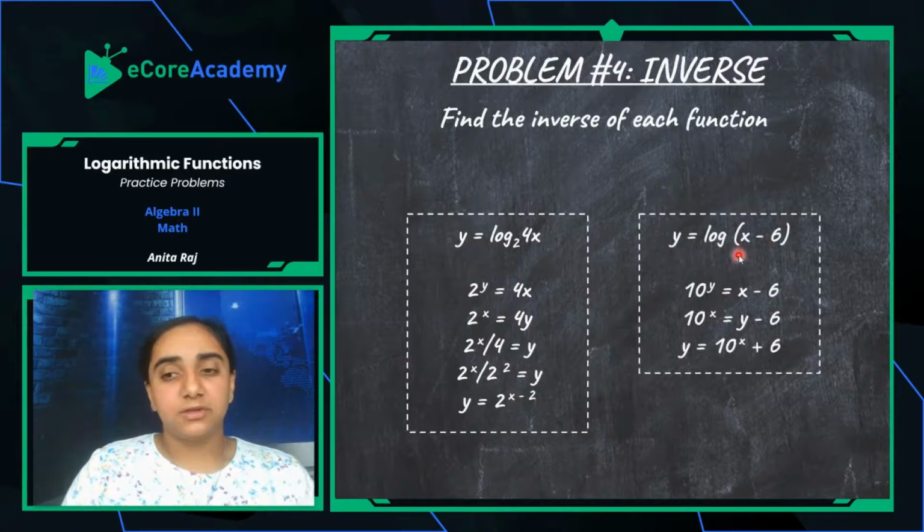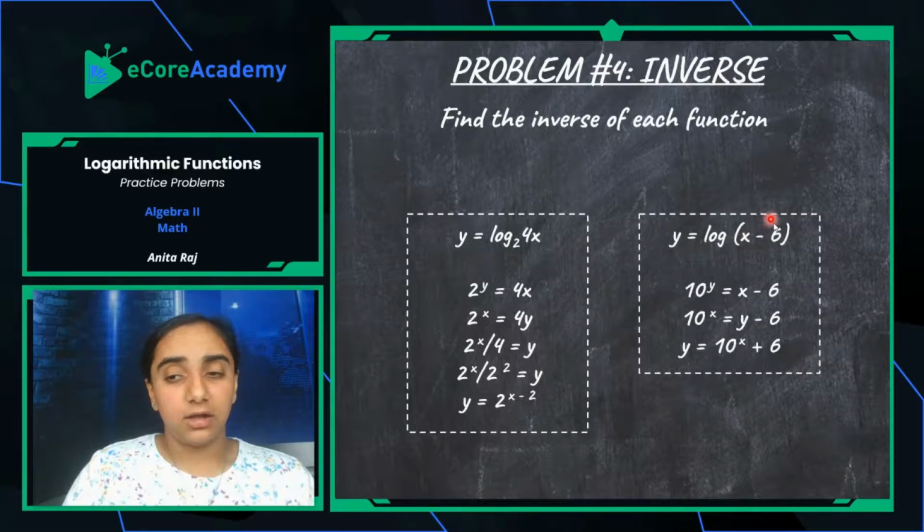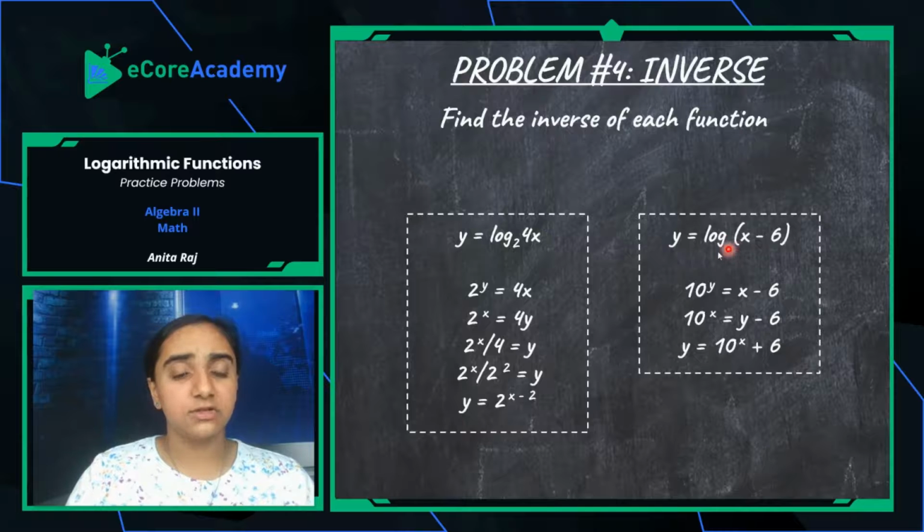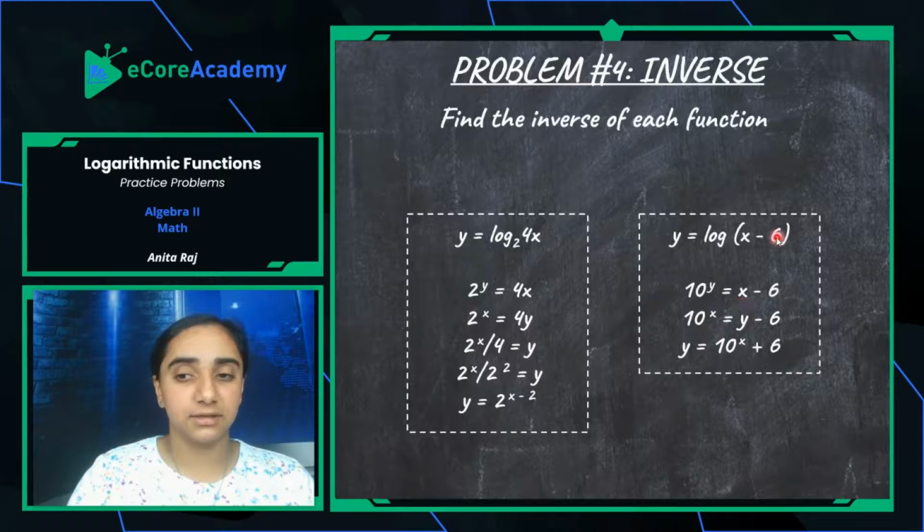Our next problem is going to be y equals log of x minus 6. So you can hopefully tell that since there is no base shown here, it's actually a base 10. So this is a common log. Since we know there's an imaginary 10 here, we know that the base is 10. And if we rewrite this in exponential form, we get 10 to the power of y equals x minus 6.